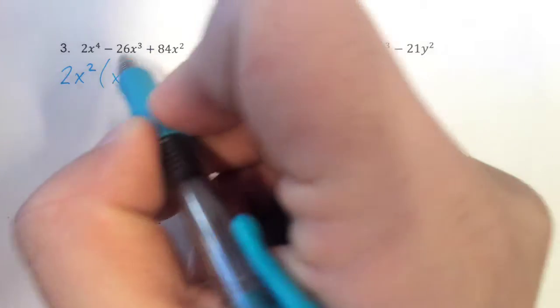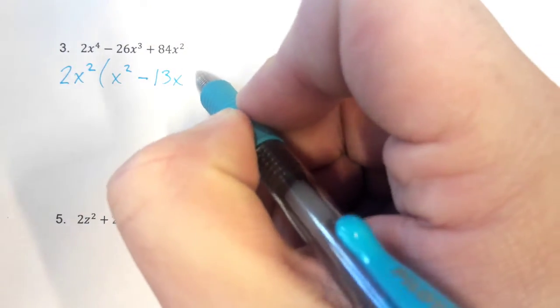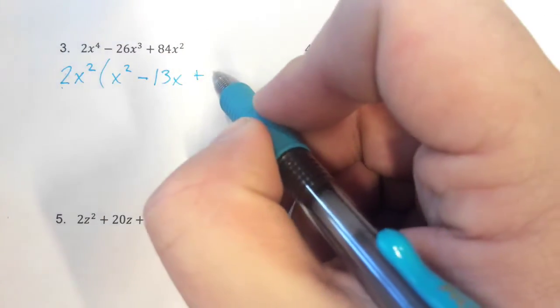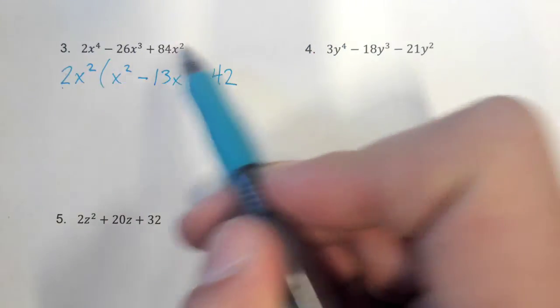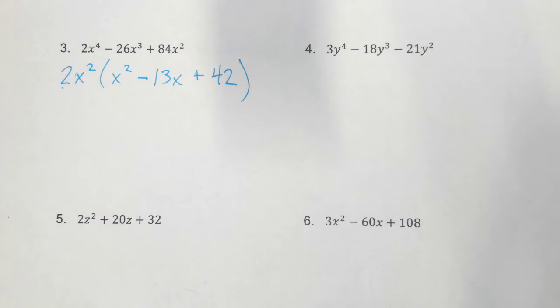There are 2 of them left. Minus sign. 26 divided by 2 is 13. X cubed, take 2 of them away, is an x. And then plus 84 divided by 2 is 42. And x squared, take both of them away. There are no x's left. So we found that GCF.